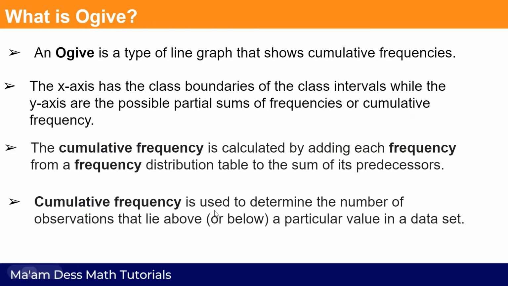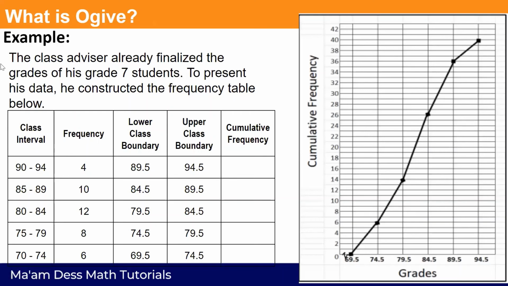And then, cumulative frequency is used to determine the number of observations that lie above or below a particular value in a data set. So, tingnan po natin. Example, the class advisor already finalized the grades of his grade 7 students to present his data. He constructed the frequency table below. So again, class intervals, frequency, lower class boundary, upper class boundary, and then cumulative frequency.